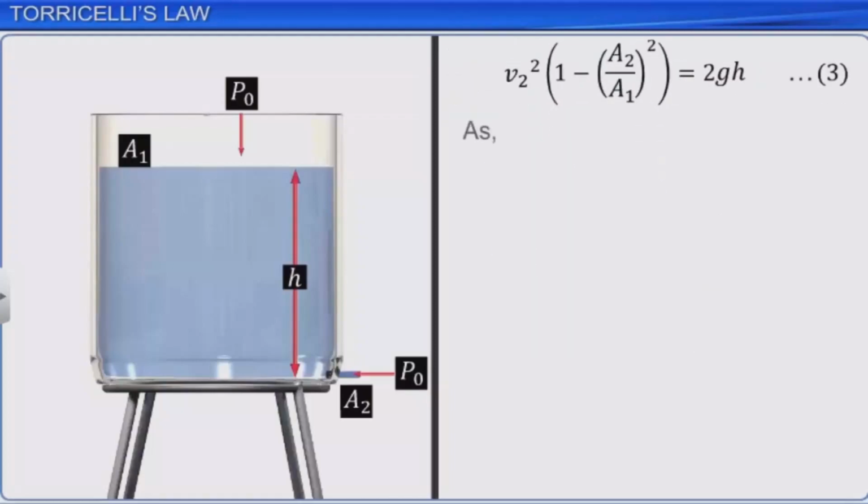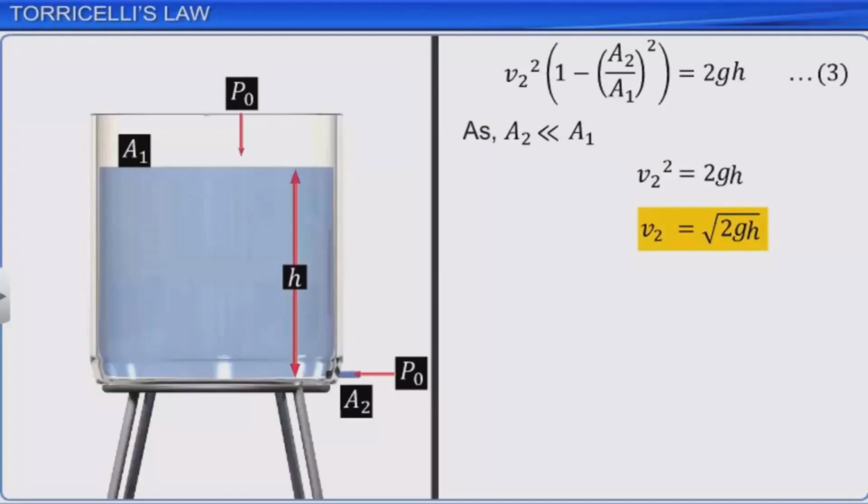As A2 is much smaller than A1, A2 in the above equation can be neglected, and hence the equation changes to V2 square is equal to 2GH, or V2 is equal to root 2GH. This represents the speed of a freely falling body, which proves Torricelli's law.